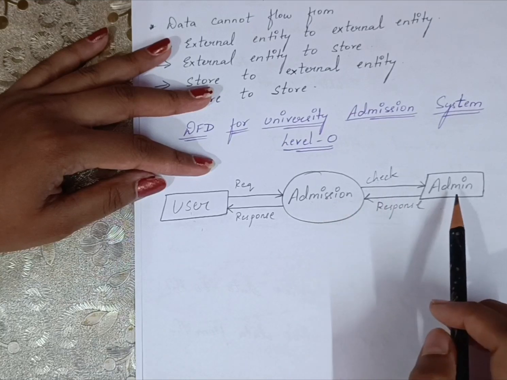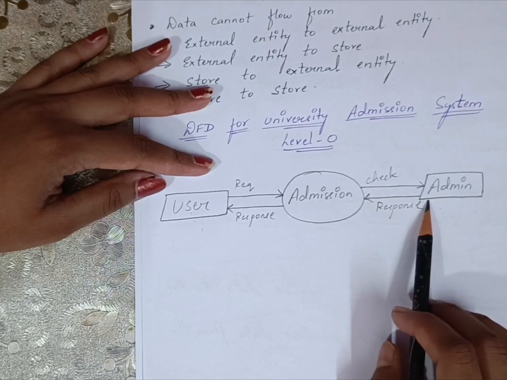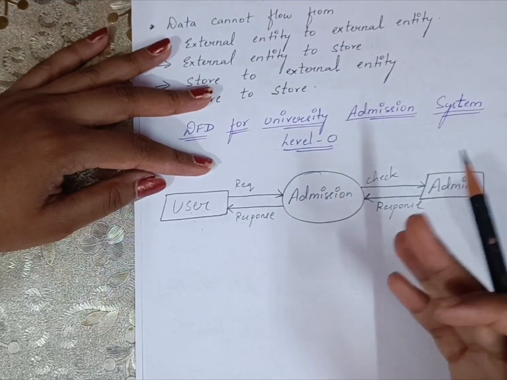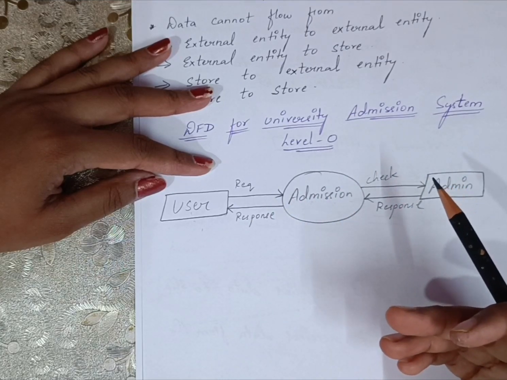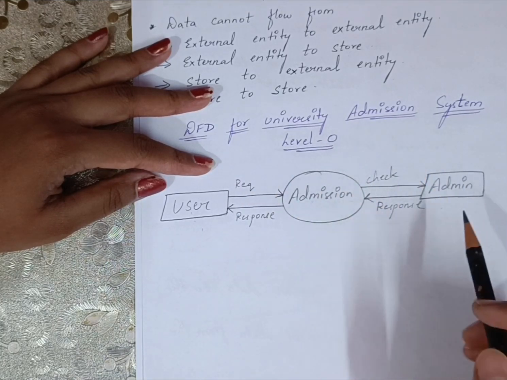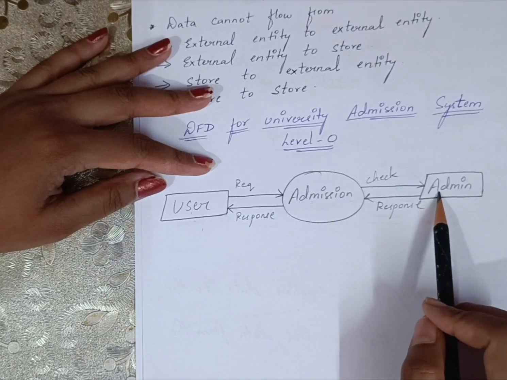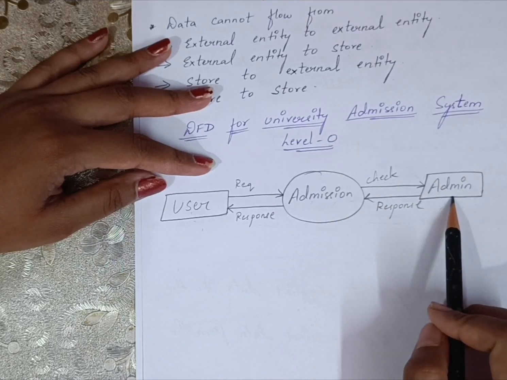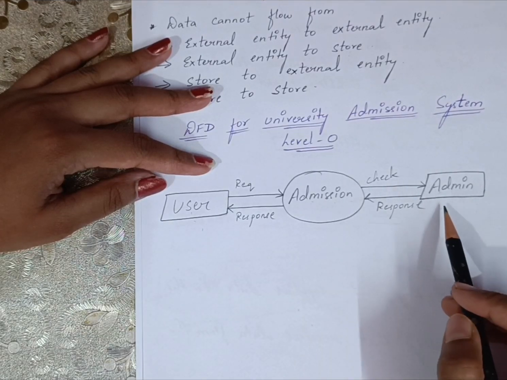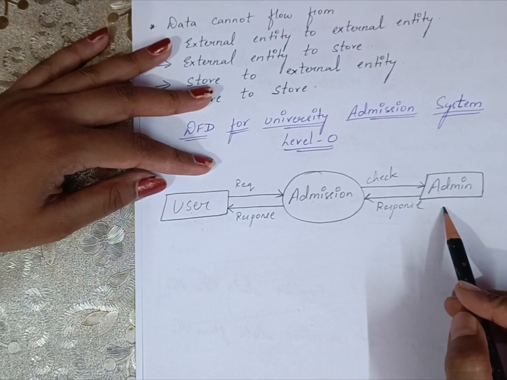So some procedure will be taken. The admin will check all those things. There will also be much more detail, like the entrance test will be conducted, and all this information will be checked by the admin. Then the admin decides whether the student is eligible for getting admitted in the university or in the college.